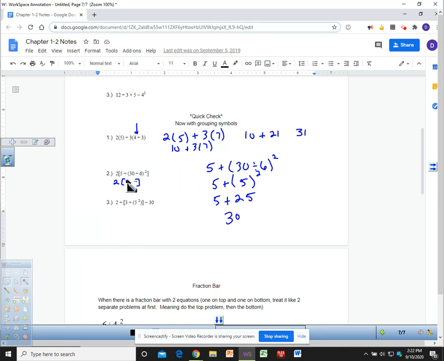So now I'm going to put a 30 right here. So my answer is 2 times this, which is 30. So that's going to give me a total of 60.